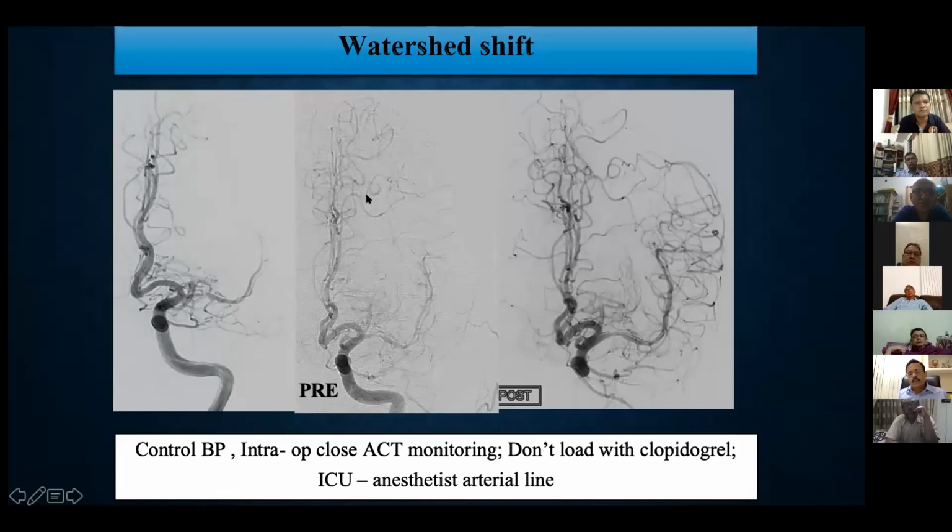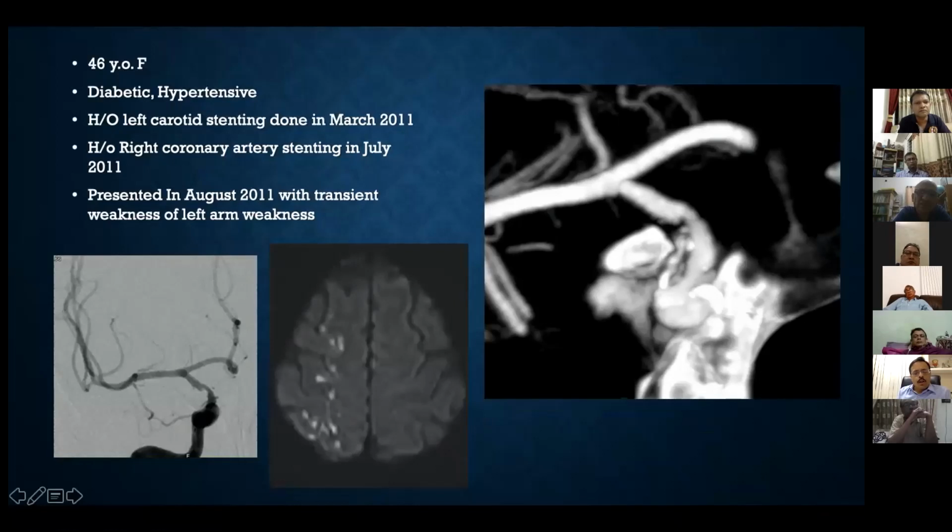So whenever on imaging, on angiogram, you see a picture like this with leptomeningeal collaterals, to me it's a sign that this patient may end up in hyperperfusion if you open up this blood vessel, and you have to be very careful about it.